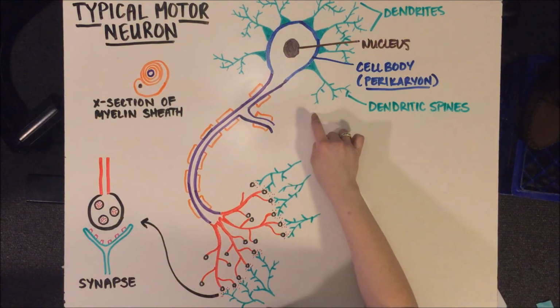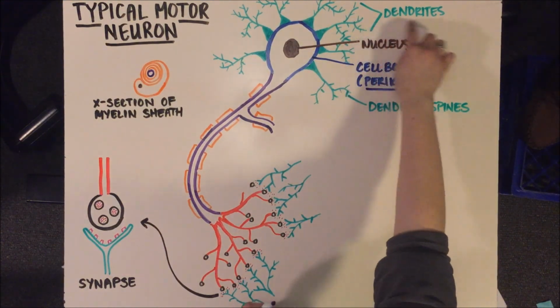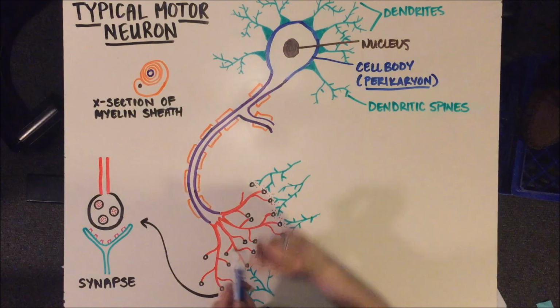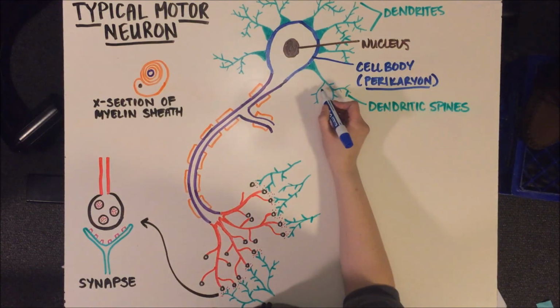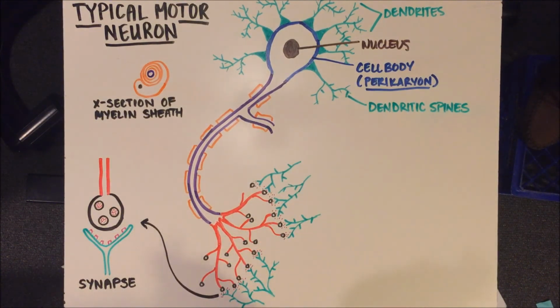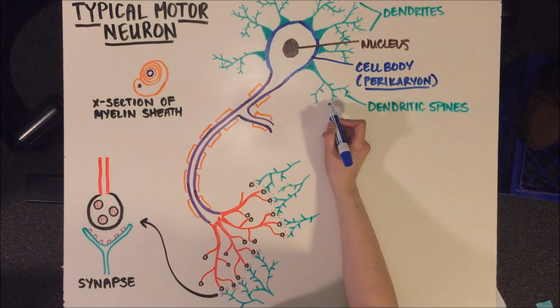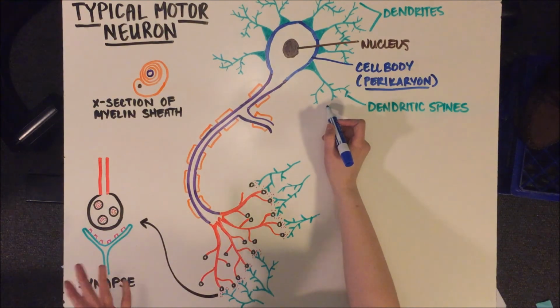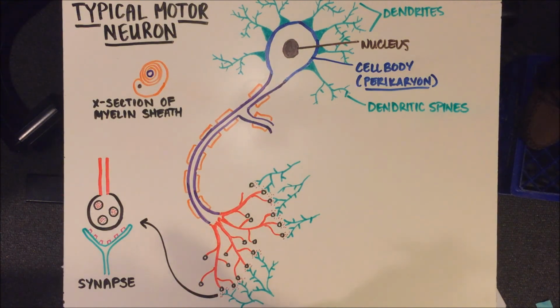Branching off of the cell body are the dendrites right here. So each of these is a dendrite. And these little tiny projections coming off of each of the dendrites' branches are called dendritic spines. And in anatomy, a lot of times we talk about the relationship between surface area and some kind of advantageous mechanism for the cell. So the dendritic spines definitely play a role in increasing the cell's surface area, and we'll talk about why that's important later.